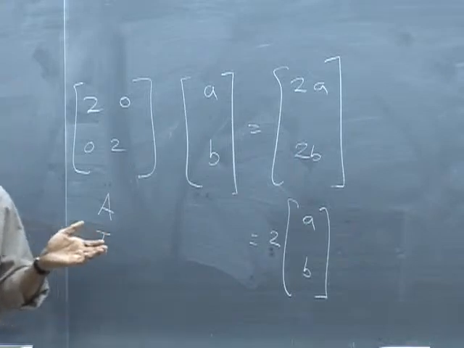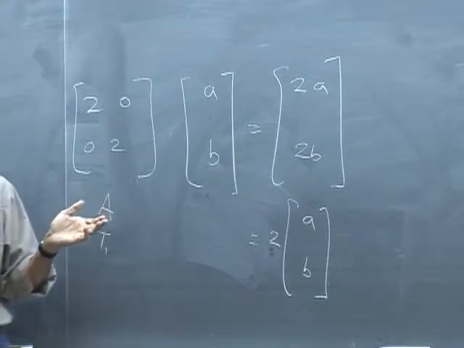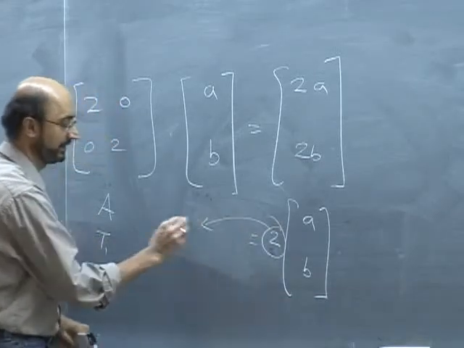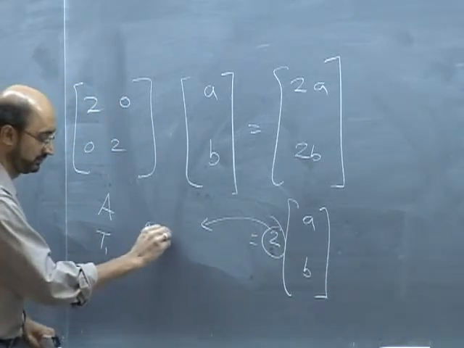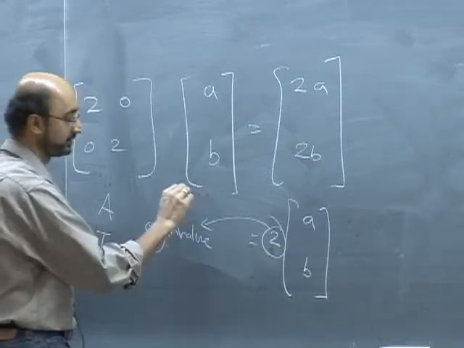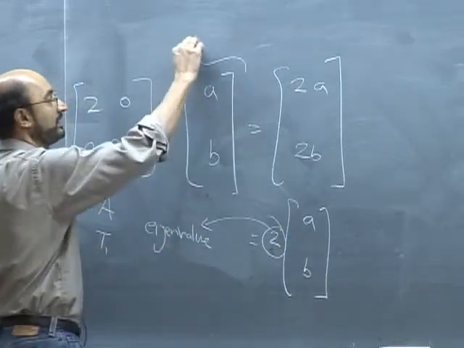And so these are called the eigenvectors and eigenvalues. This multiple over here is called the eigenvalue, and this vector for which it works is called the eigenvector.